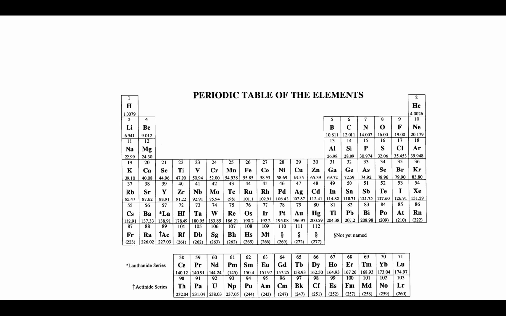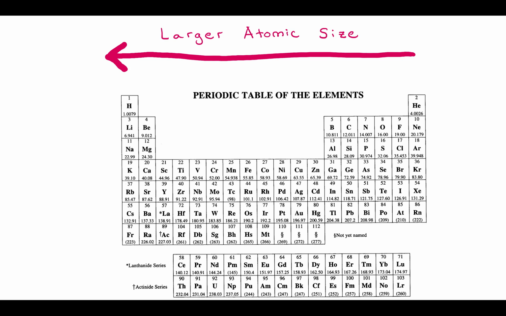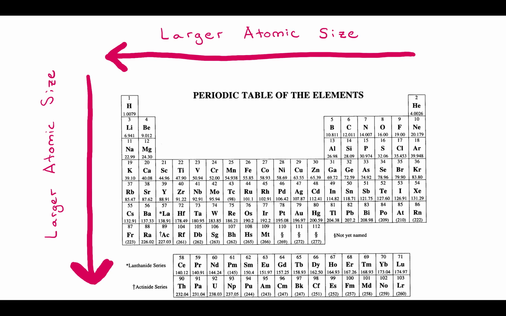Now, the trend for atomic size is as you go to the left on the periodic table, the atoms become larger, and as you go down on the periodic table, the atoms also become larger.